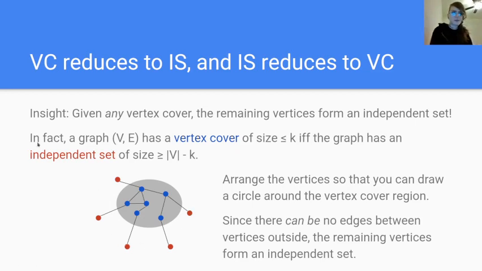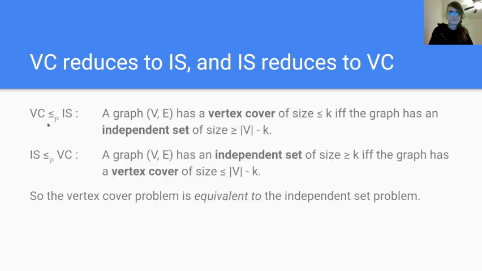We can formalize it a little bit. Vertex cover reduces to independent set, and independent set reduces to vertex cover. A graph with vertices and edges has a vertex cover of size less than or equal to k if and only if the graph has an independent set of size greater than or equal to the number of vertices minus k. And then we just write it in reverse. We have shown both of these with a visual proof, but I think it holds. It's convincing. So we've shown both directions of the reduction.